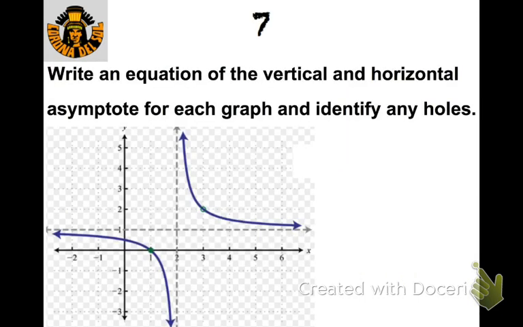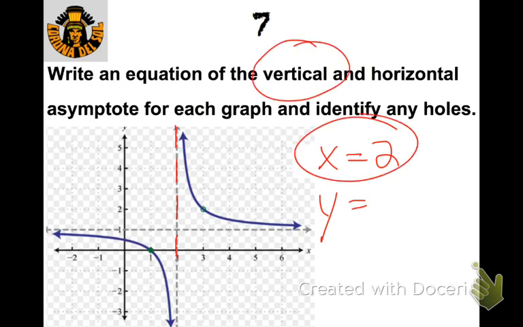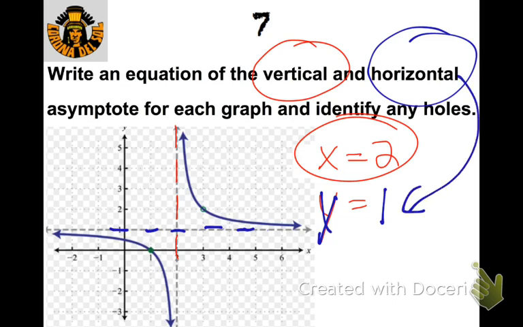This one, you really just have to look at the graph and state what you see there. So the vertical asymptote is right here. It's right at 2, so x equals 2. And then the horizontal asymptote is also, we're just staring at it right here, so that's y equals 1. And then the hole is right there, open circle. You can tell that it's at the coordinates (3, 2).